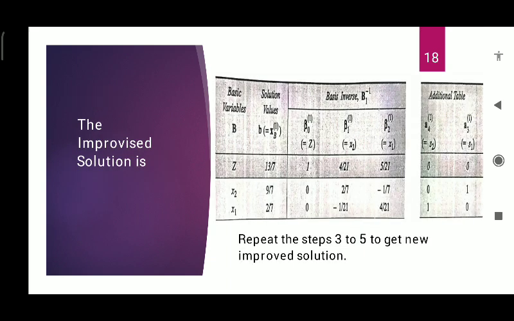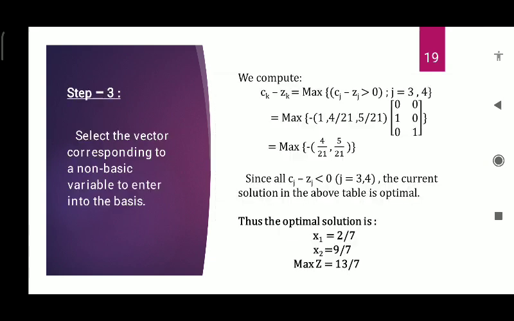The improved solution has basis variable B. In the first column we have z, x2, x1, and the solution values are 13 by 7, 9 by 7, 2 by 7. All these values are updated by using the above calculations. So again we repeat these steps from 3 to 5 to get the new improved solution. For that we need to check the condition ck minus zk, the maximum of cj minus zj greater than 0 for j equal to 3, 4, the third and fourth column. This can be calculated again using the minus first row of B1 inverse into the additional table.